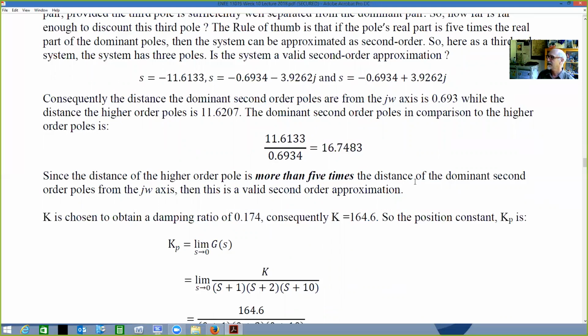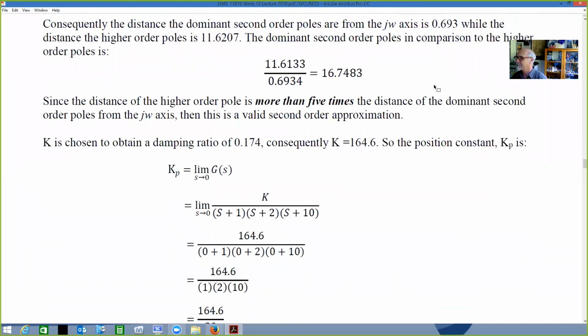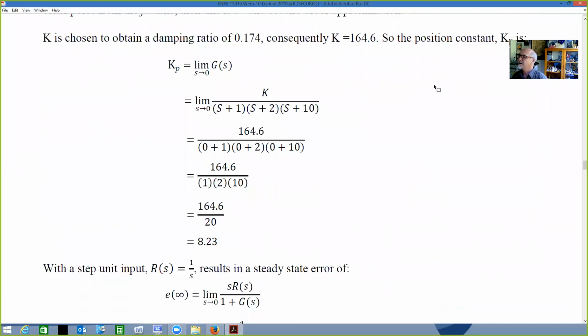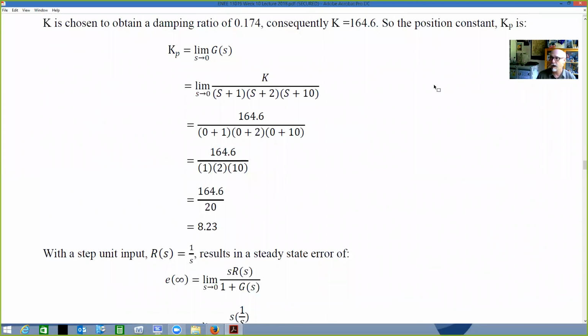So the dominant second order pole in comparison to the higher order pole is 11.6133 divided by 0.6934, so it's about 16.7483. In other words, since the distance of the higher order pole is more than 5 times the distance of the dominant second order poles from that imaginary axis, j omega, then that validly is a second order approximation. It's a good thing to check. The textbook flies over some of these things, so I just want to help validate that and provide some clarification.